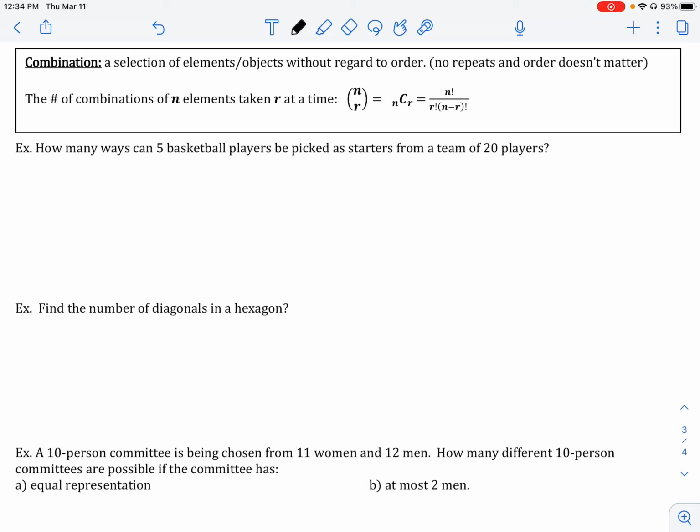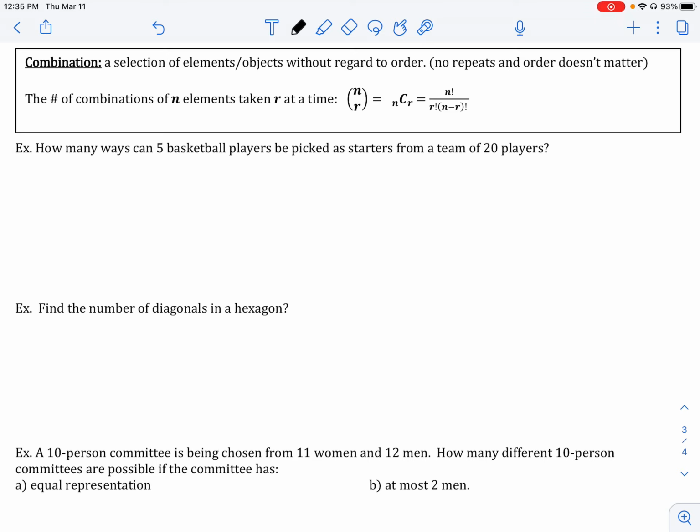A combination is different from a permutation in that this time, while we still can't have any repeats, order doesn't matter. We're not really caring about the order there. So the quick notation for finding the number of combinations of n elements taken r at a time is n choose r.